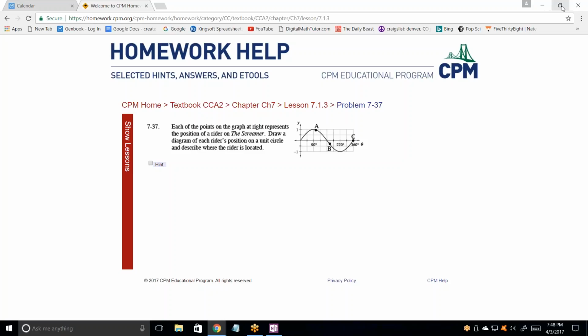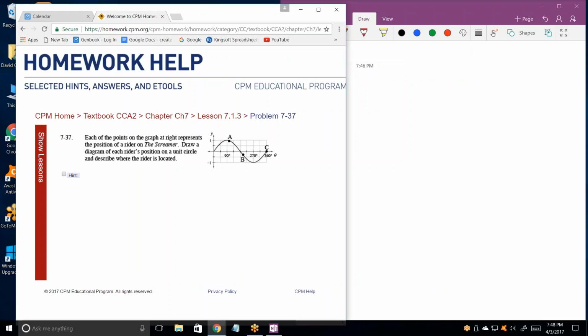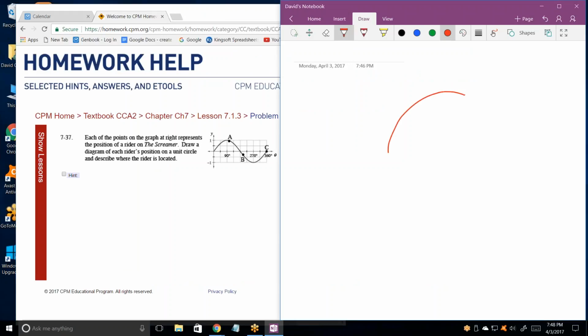We've already said that if we were on this ride called the Screamer, and it models this sine function, then we have to be getting on right there in the middle. That's the only place that would model a sine function. So they've built some stairway up so that you can get on in the middle of the ride. All right? Okay.